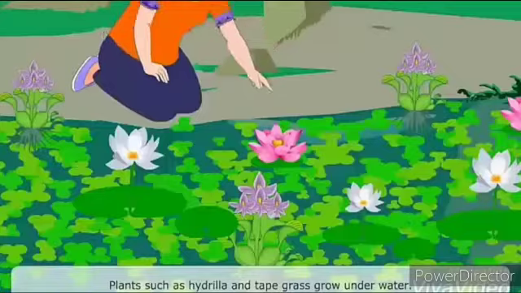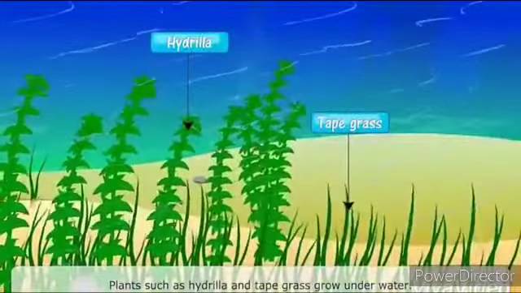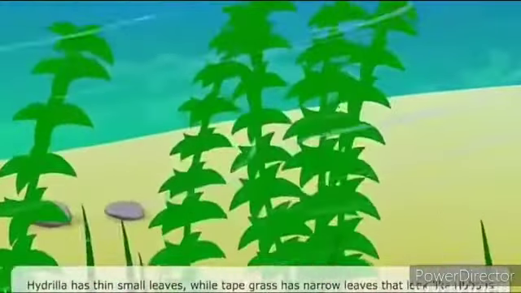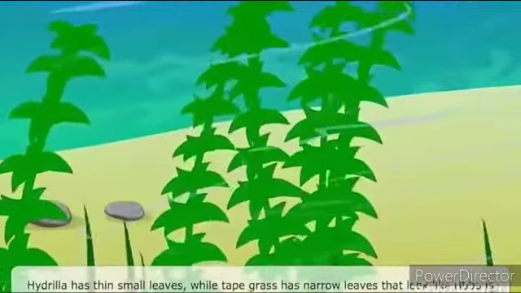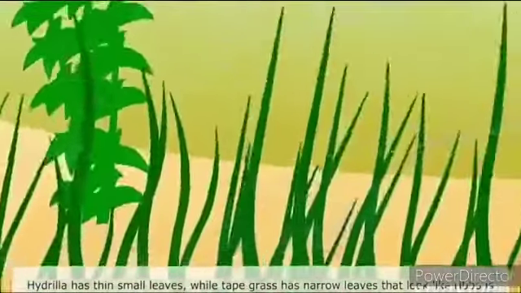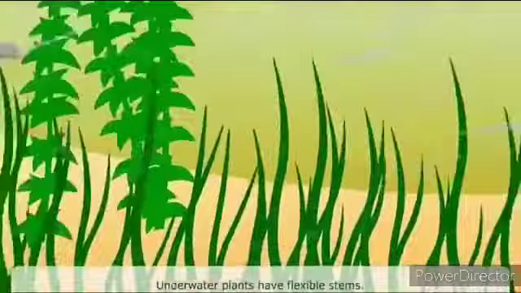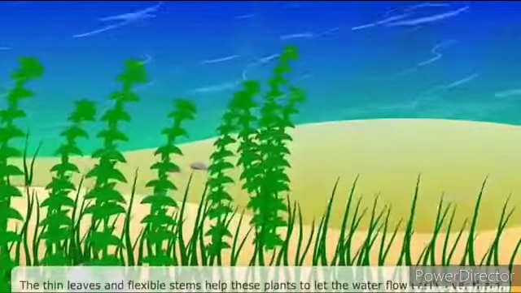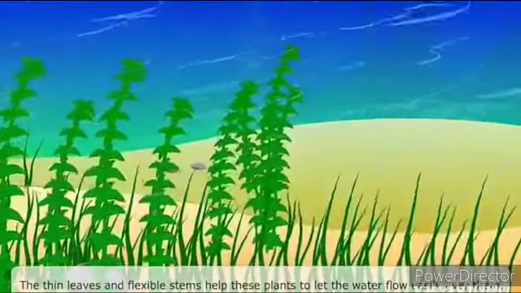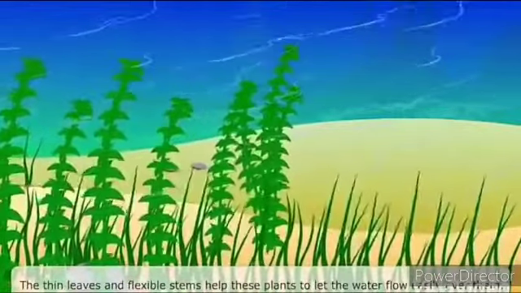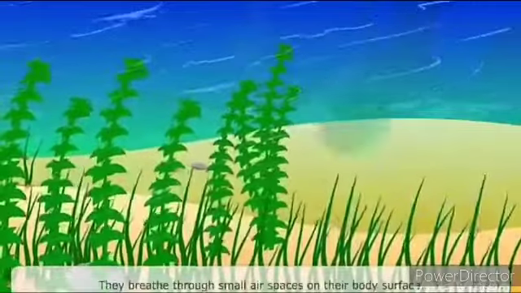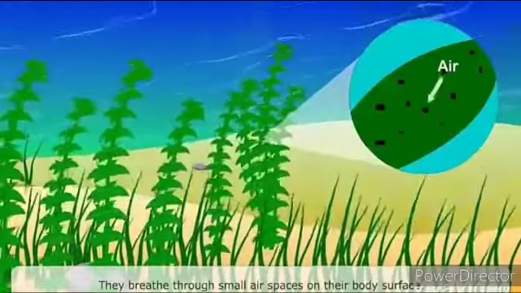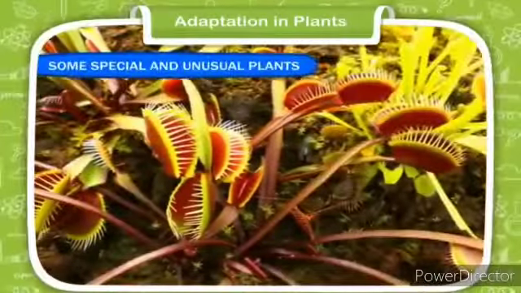Next is underwater plants. Plants such as hydrilla and tape grass grow underwater. Hydrilla has thin small leaves while tape grass has narrow leaves that look like ribbons. Underwater plants have flexible stems. The thin leaves and flexible stems help these plants let the water flow. They breathe through small air spaces on their body surface.